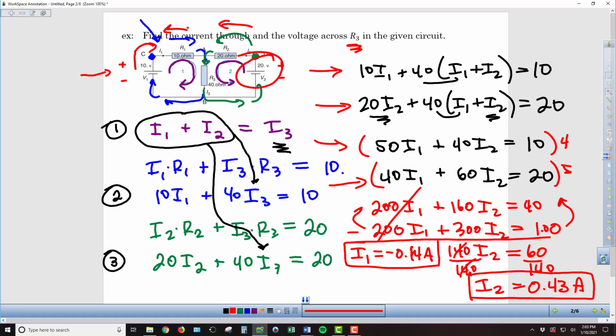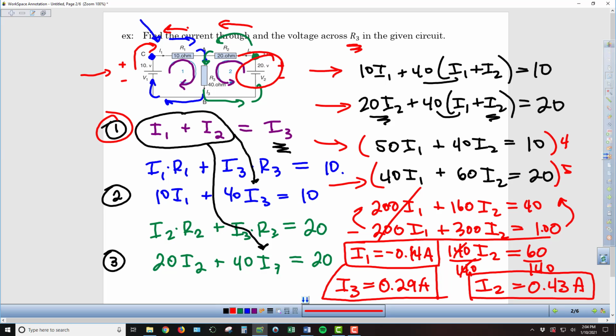And so finally, since we have in equation 1 right here, I1 plus I2 equals I3, we can find what we were after, the current that's flowing through resistor 3. And so if we add 0.43 and negative 0.14, we get 0.29 amps. So the current is indeed flowing down through that resistor in the circuit as we guessed at the beginning. So it's just our I1 current that is the opposite direction of what our initial guess was, based on the negative sign.